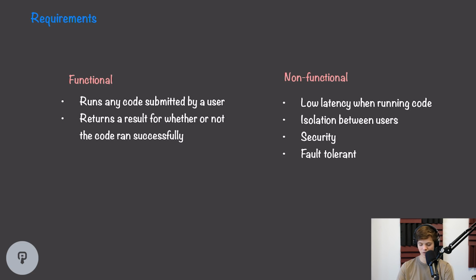In terms of functional requirements, we want our system to be able to run any code submitted by a user. And we also want our system to return a result as to whether or not the code ran successfully. In a real-world system, our service would also have to be responsible for running tests against the code, but for the sake of example, we'll just assume our system runs the code as is.